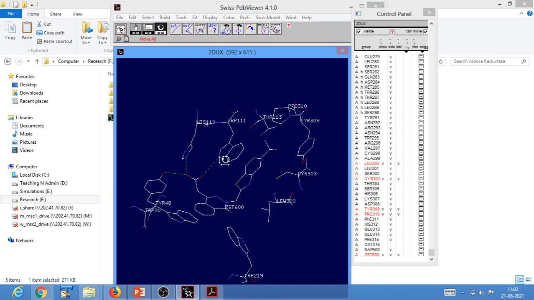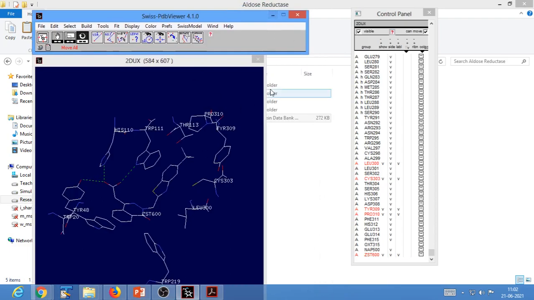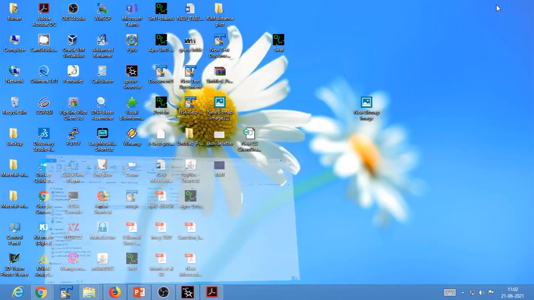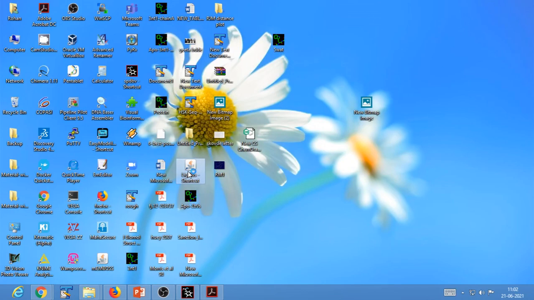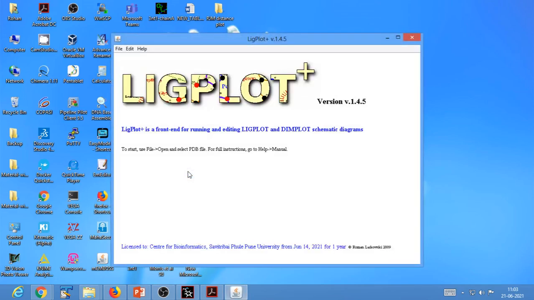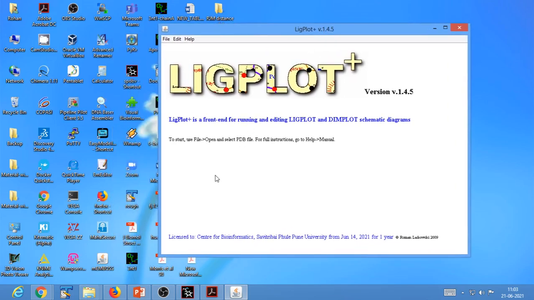Okay, then how do we represent these active sites in two-dimensional figures as such? For that, there is another software available that you can readily use. Well, that software is LigPlot Plus. Okay, so of course this is free software. If you have an academic email id, you can download a 1 year license for this LigPlot Plus.